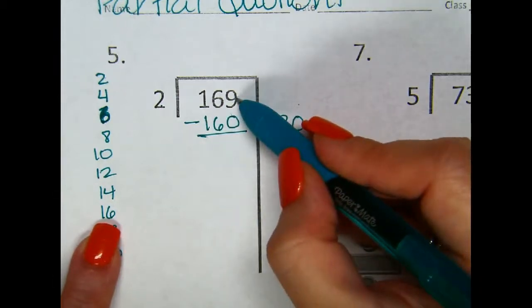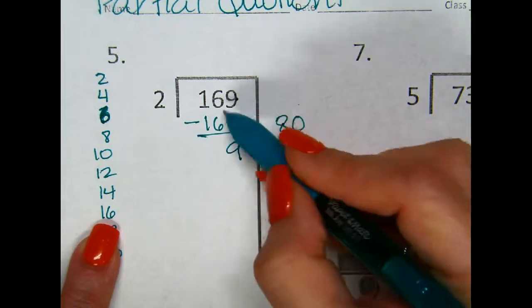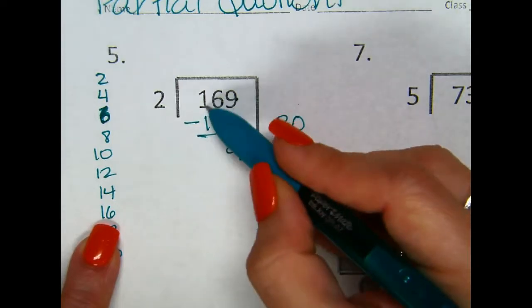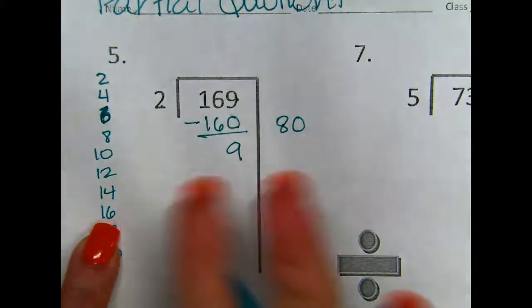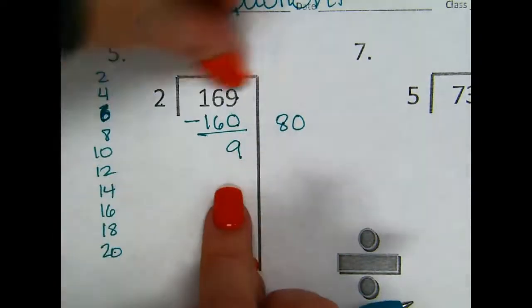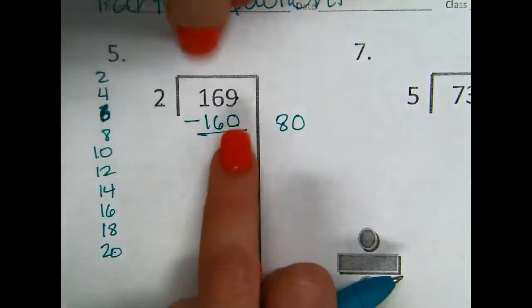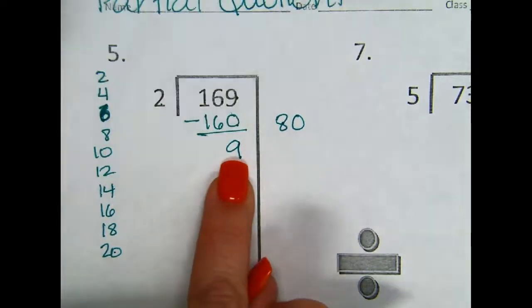So we subtract as normal. 9 minus 0 is 9. 6 minus 6 is 0. 1 minus 1 is 0. So we only have 9 left. We took out a giant chunk right at the beginning, didn't we? Okay. So now it's like we have a brand new division problem. We've already separated our number. We have 9 left to divide.